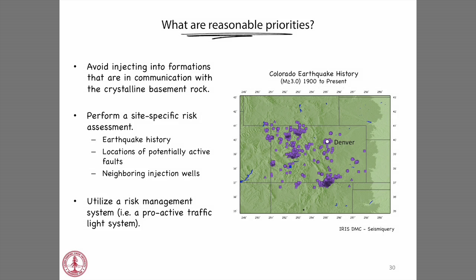First is avoid injecting into formations that are in hydraulic communication with the basement rock. There are instances of projects either injecting directly into the basement and causing earthquakes, or projects injecting into formations that are lying directly on top of basement rock. And that's a huge issue right now in the state of Oklahoma. They're injecting into the Arbuckle, where they're trying to store a lot of salt water that needs to be disposed of. And that formation, the Arbuckle, is in hydraulic communication with large faults in the basement. That's where these larger events are generally thought to be coming from.